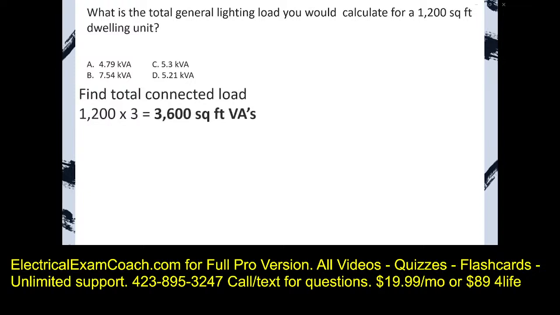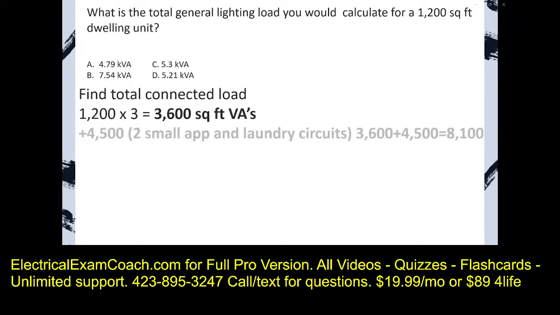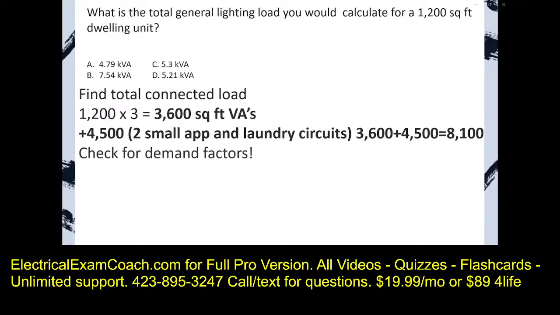We're going to take our 1,200 square feet multiplied by 3 VAs per square foot, and that's going to give us 3,600 square foot VAs. Now we have to tack on our 4,500 for our 2 small appliance and 1 laundry circuits. 3,600 plus 4,500 equals 8,100. Now we check for demand factors.